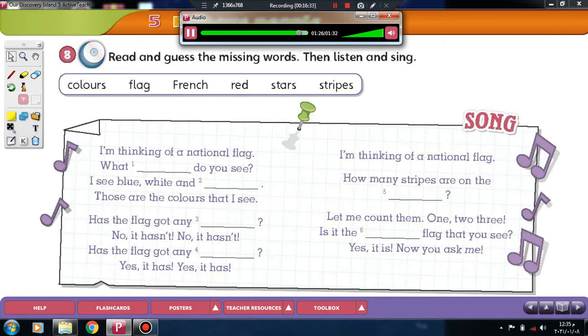So I'll let you listen to it again. Okay? Page 58. Unit 5, Lesson 3. Activity 8. Read and guess the missing words. Then listen and sing.